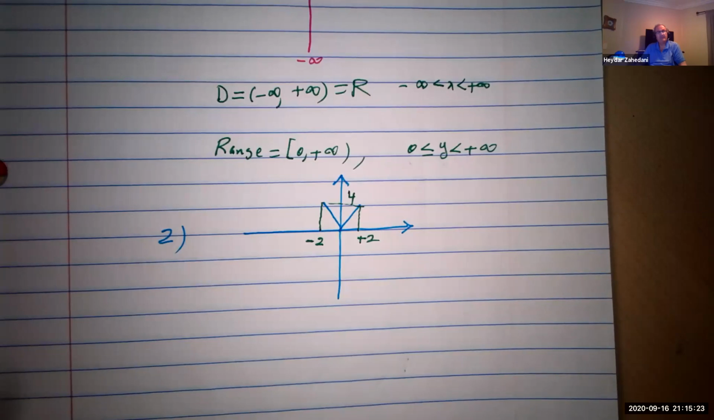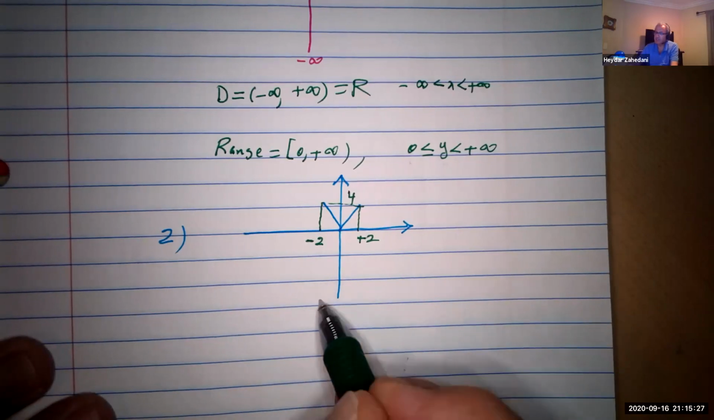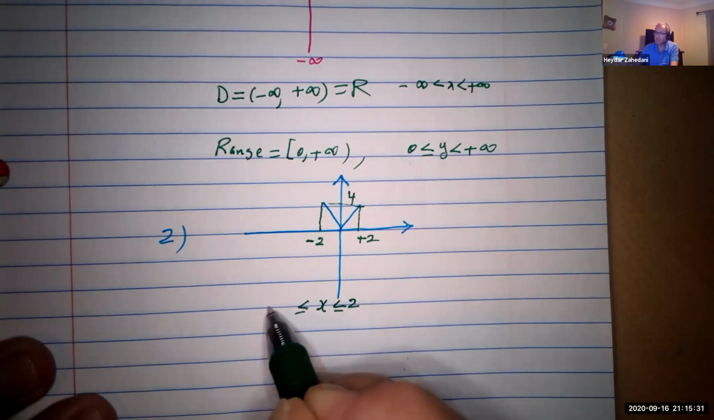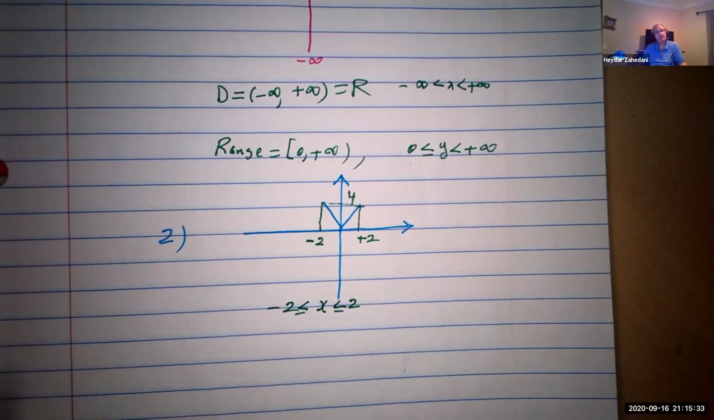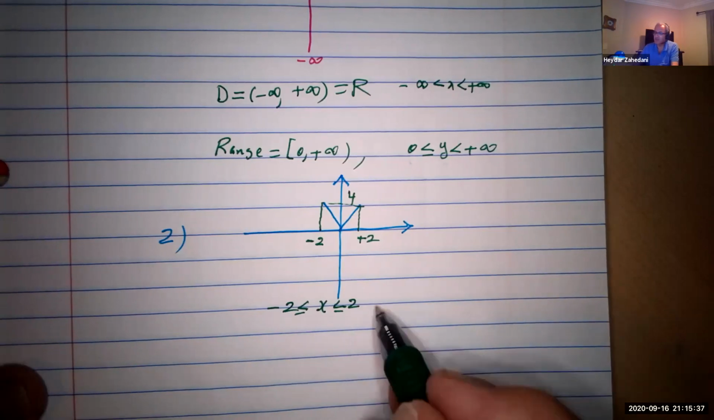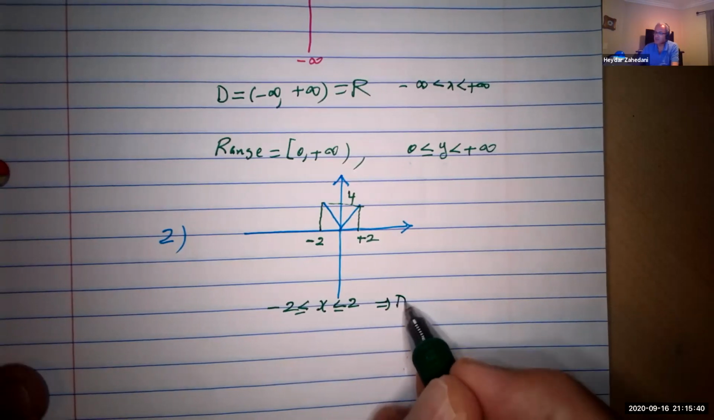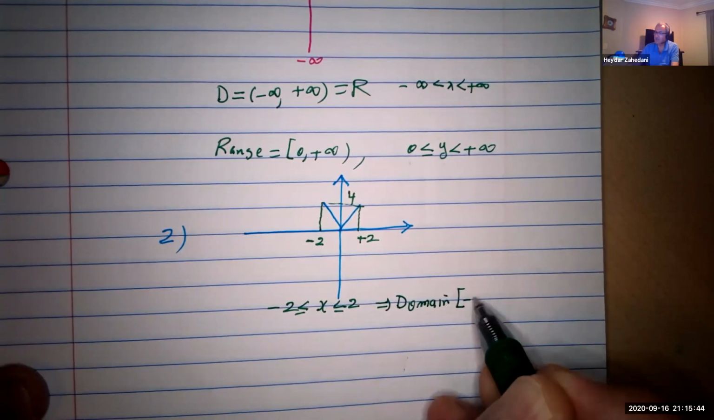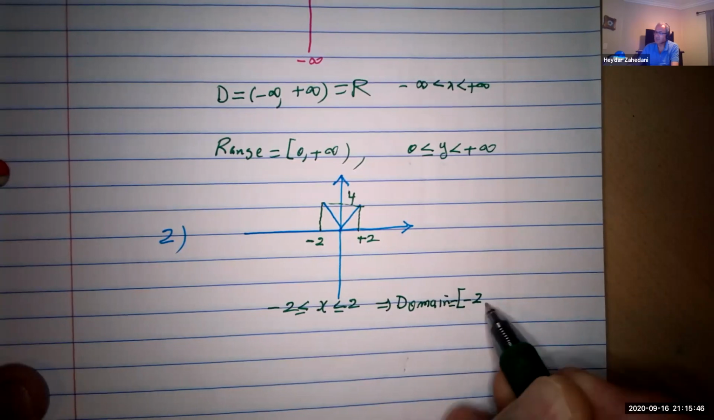So if you want to find the domain, you go to the right, to the left. How far can you go to the left? You see, x is between +2 and -2, because they put the restriction for you. So this means the domain of the function is going to be between -2 and +2.